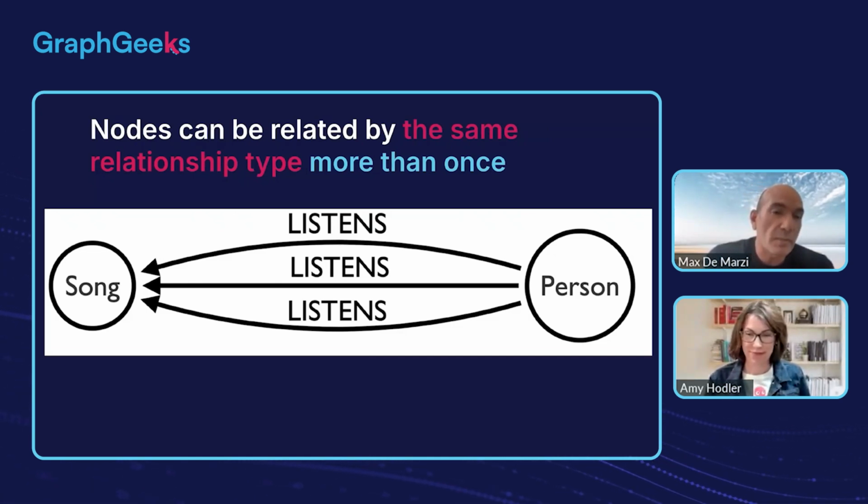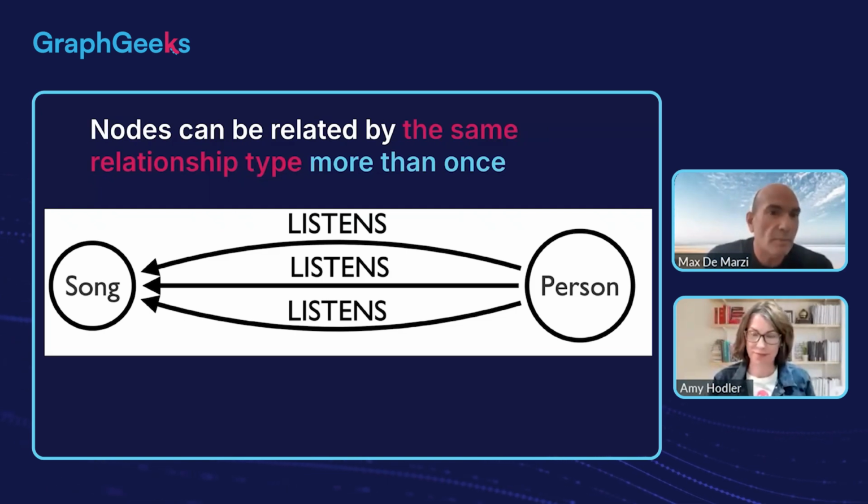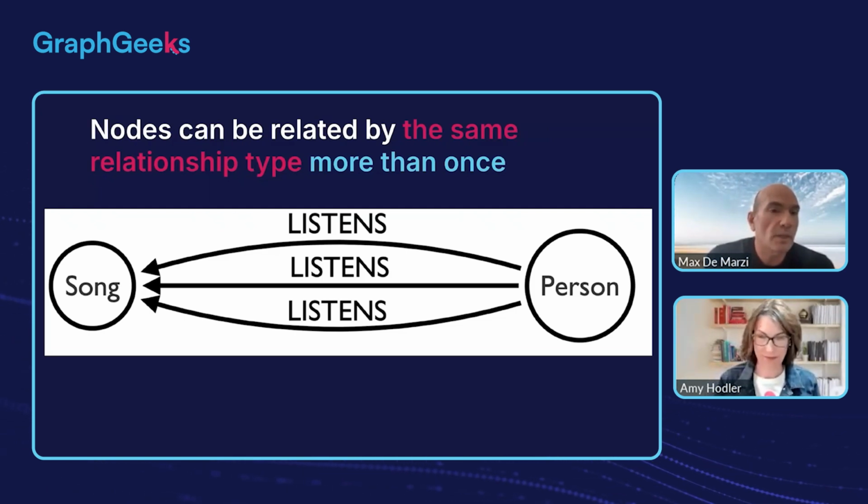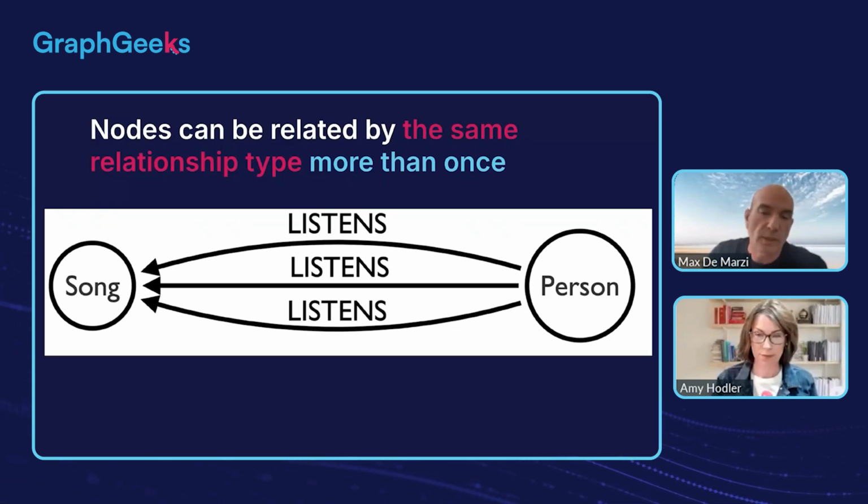You can have many, many relationships of the same type between two nodes. This is going to be a problem for some databases that don't allow this kind of relationship. So be aware if that is a limitation in databases you are using.